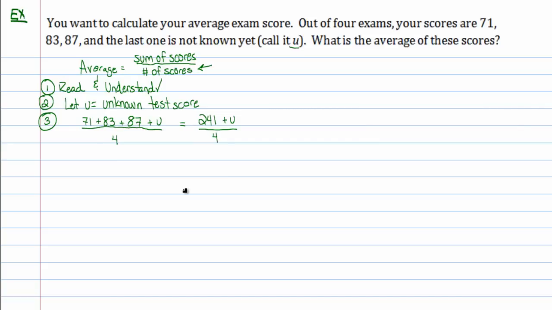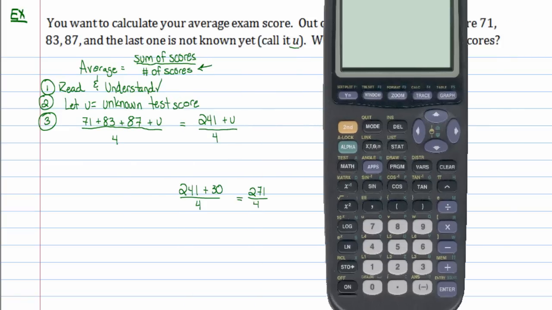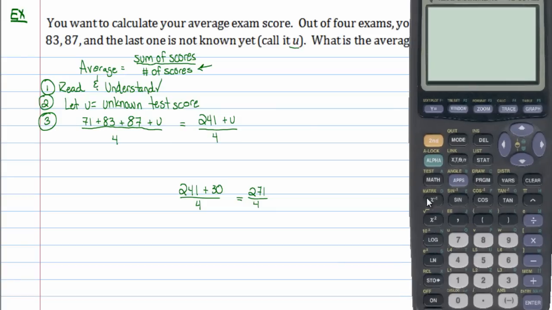And of course, let's say you take the exam and you get a 30% on your exam. Well then, in that case, you could just say, okay, my average is 241 plus 30 over 4, which is 271 over 4, and then you could just reach for a graphing calculator or a regular old calculator and figure out what that is. So I'll just kind of scoot this over here and do that. Turn this sucker on, clear this out.